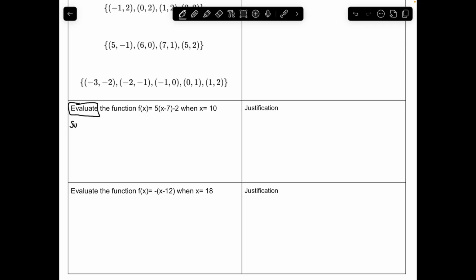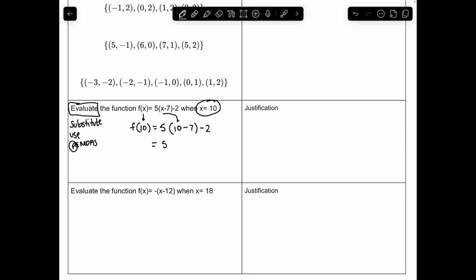Number 2, it says evaluate. The word evaluate, remember, it means to substitute and use PEMDAS. Okay, here's my function. It says when f of x equals 5 times (x minus 7) minus 2, when x equals 10. So instead of x now, we're going to put 10. And now we're going to plug it in. 5 times (10 minus 7) minus 2.